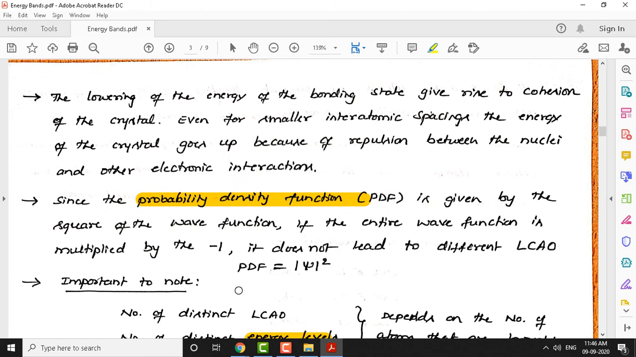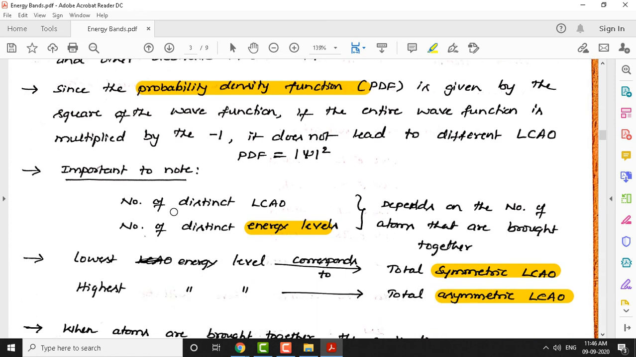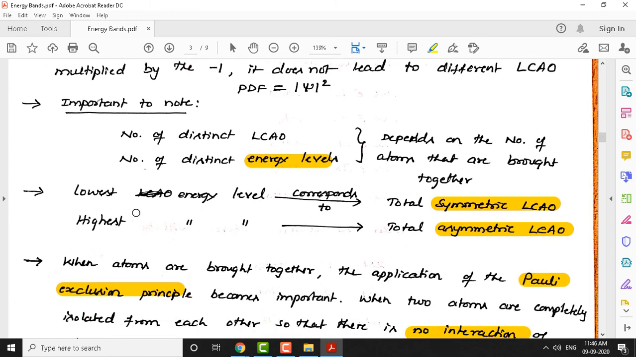The probability density function, PDF, is nothing but the square of the wave function given by the Schrödinger equation, to eliminate the negative sign. The number of distinct LCAOs and the number of distinct energy levels depend on the number of atoms brought close to each other. The lowest energy level corresponds to the totally symmetric LCAO, where LCAO is the linear combination of atomic orbitals. The highest energy level corresponds to the antisymmetric LCAO.